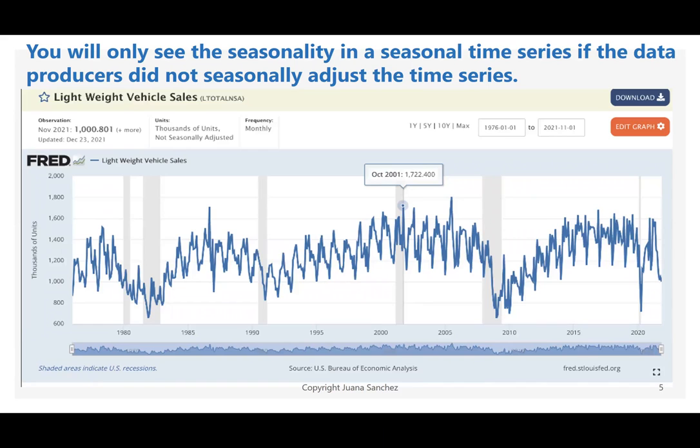How do we know that? Well, you need to look at the metadata. If you look at the metadata for the lightweight vehicle sales, you will see that it says the time series is not seasonally adjusted. It's monthly. That's how we know. You always have to find out before you start your analysis.